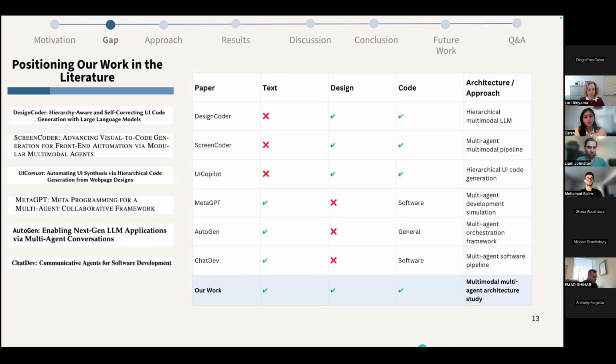So our work lies at the intersection of these two lines of research. We will combine the textual user stories and the visual Figma designs within a multi-agent pipeline and evaluate how different architecture coordination strategies affect the generation quality, cost, and reliability.